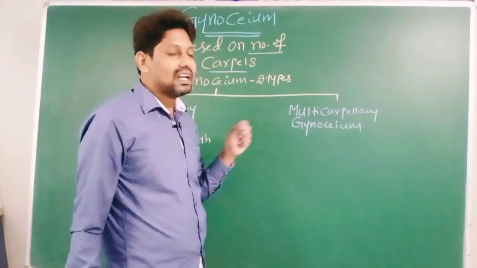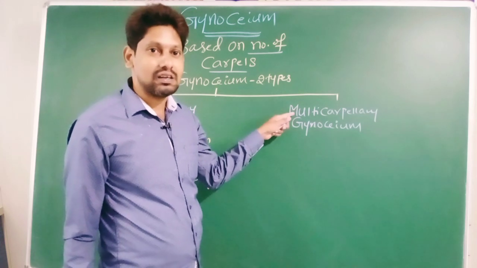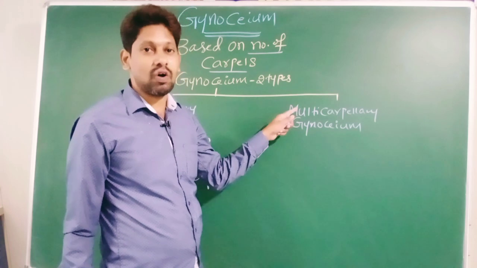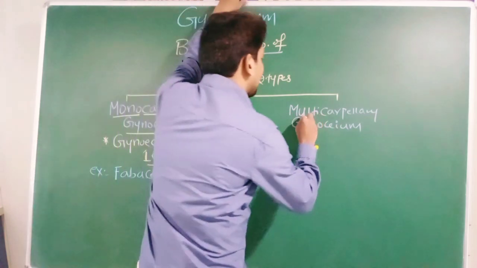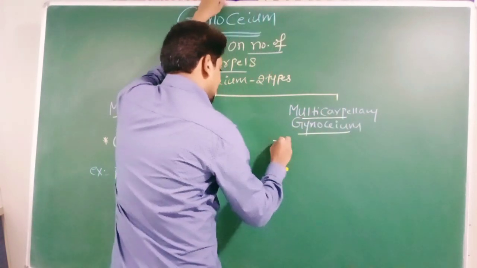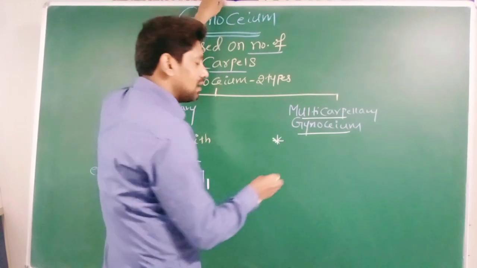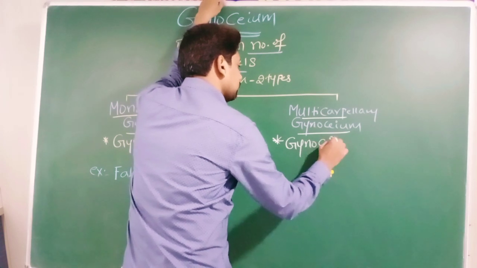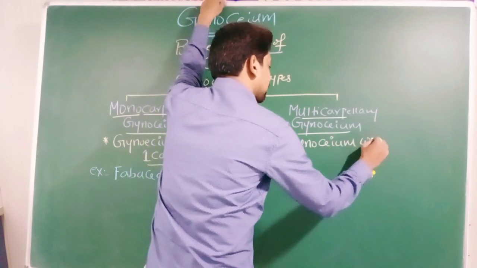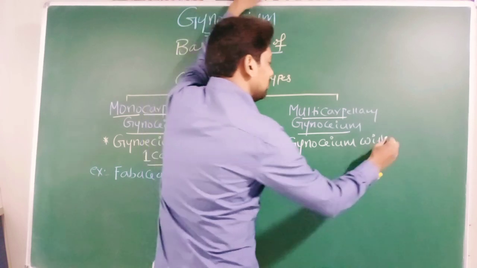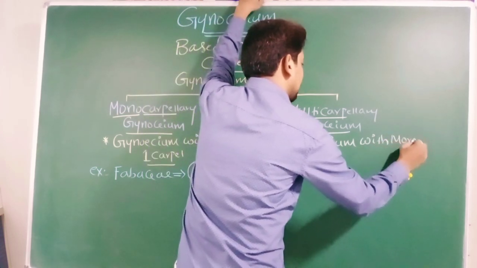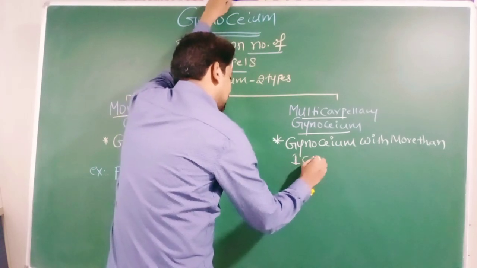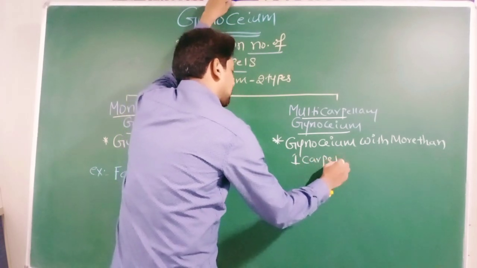Now go for multicarpillary Gynecium. Multi means many. What are many? Carpels. Therefore, Gynecium with more than one carpel. What is the meaning of multicarpillary Gynecium, sir? Gynecium with more than one carpel.